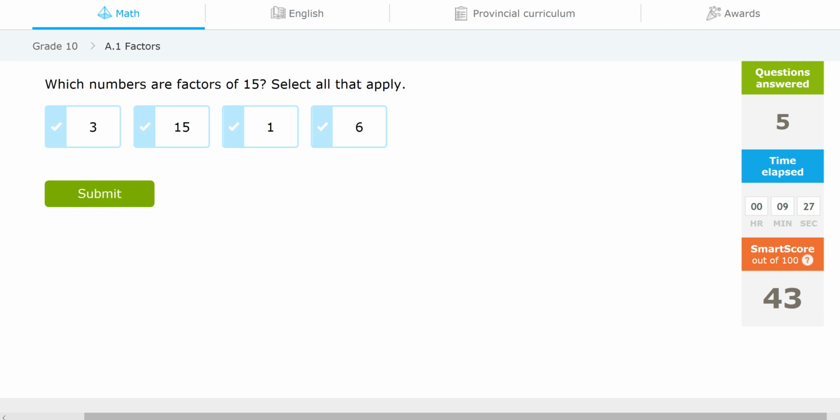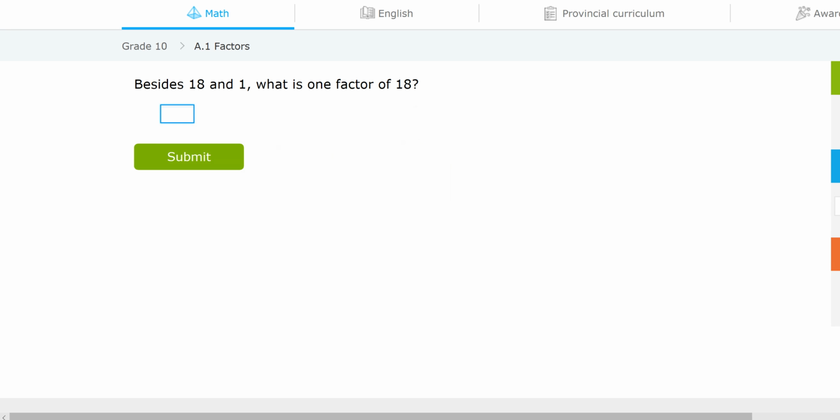Now, the next question is this one. Which numbers are factors of 15? Select all that apply. 1, 15. 1, 15 are obvious or trivial. And then 3. Yep, non-trivial is 3. That's it? Yes. Good. Excellent. Besides 18 and 1, what is one factor of 18? 6.